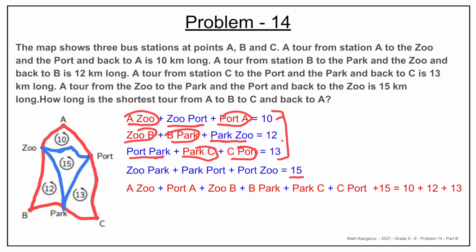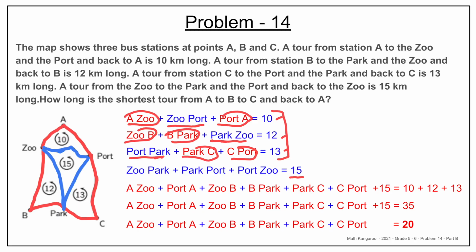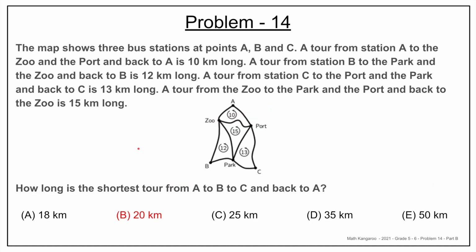So we have 10, 12, 13. We add together, and 10 plus 12 plus 13 gives us 35. Now we subtract 15 from both sides and we get 20. So the length of all the red line is 20. So our answer is option B, 20 kilometers.